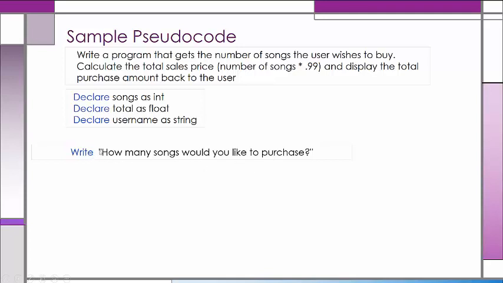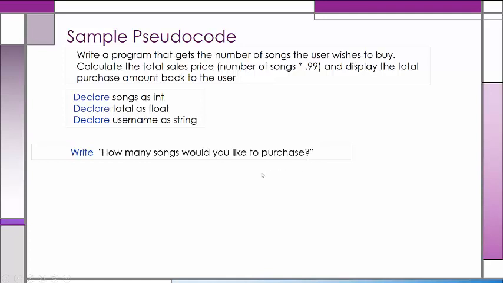And in this case, it's an exact quote. So everything in the quote is exactly what should be displayed to the monitor. So we're going to display some kind of prompt to the user to indicate what we would like from them. And we would like to know how many songs they would like to purchase. So we're going to write that string to the monitor.